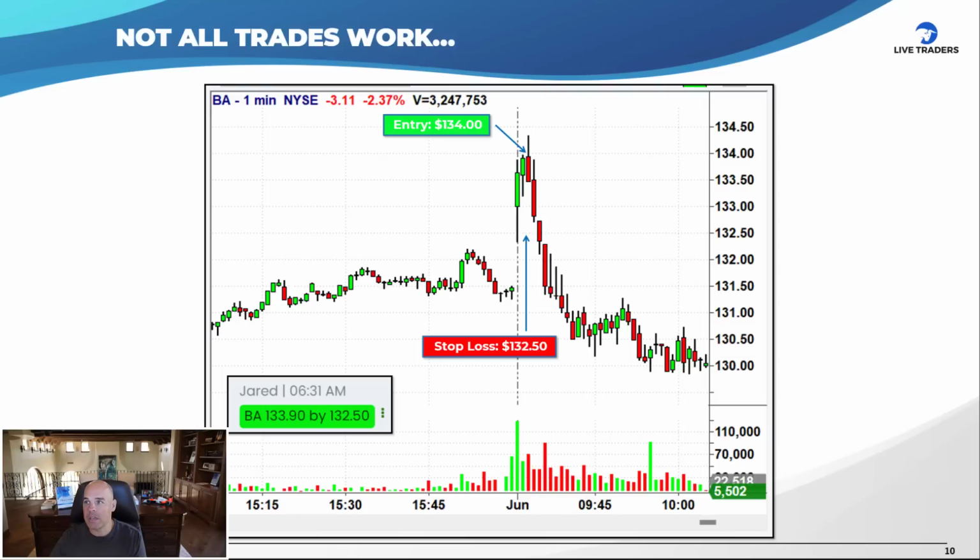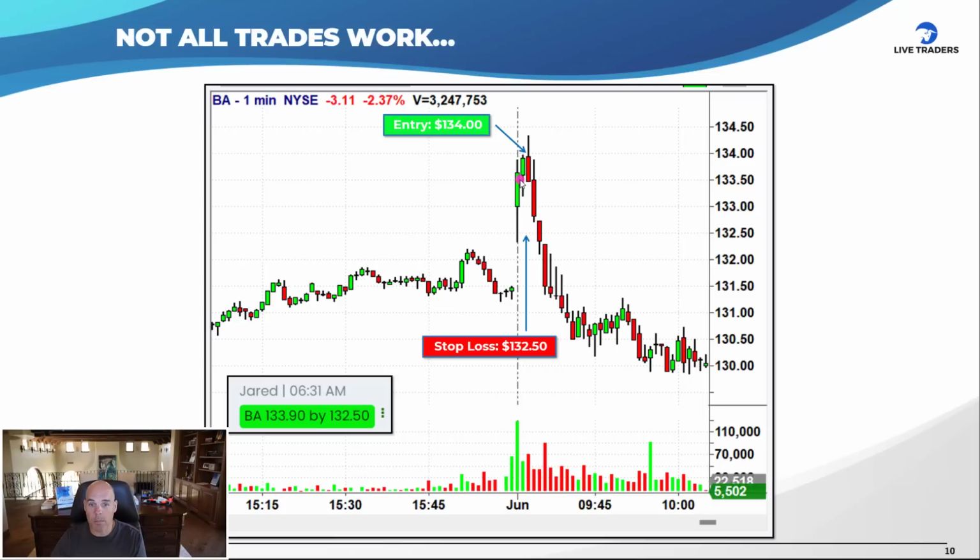What about today on BA? This was a good trade. Nothing really wrong with this. It was early. Didn't matter what stop loss we used. It didn't matter if we used below this bar. It didn't matter if we used 132.50, which is what I used. Didn't matter if I used low of the day. Didn't matter if I used low of this pivot. Didn't matter if I doubled the stop loss. Sometimes it doesn't matter.